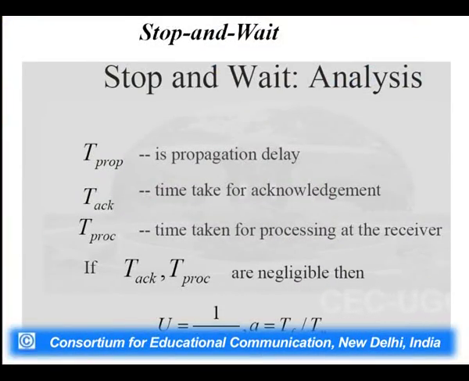Now, the moment we say this, the utilization becomes Tf divided by Tf plus twice of T prop. And if you divide the numerator and denominator by Tf, it becomes 1 divided by 1 plus 2a. That is the utilization of stop and wait protocol with no error case, right. So, this is one equation through which you can measure the performance of stop and wait protocol in terms of utilization.